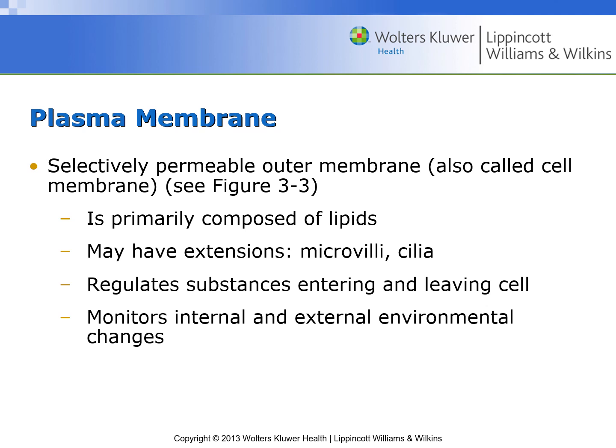The plasma membrane is a selectively permeable outer membrane of the cell, and it is also referred to as the cell membrane. It is composed primarily of lipids. It may have extensions such as microvilli or cilia. It regulates substances entering and leaving the cell, and it monitors the internal and external environmental changes.